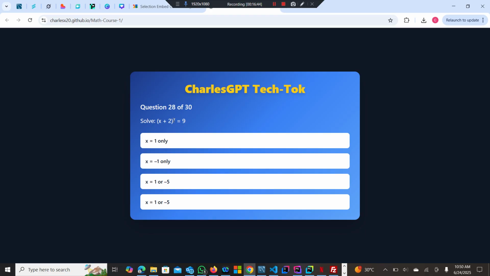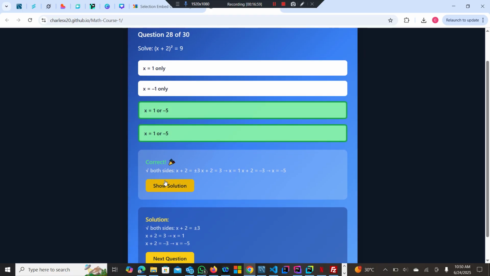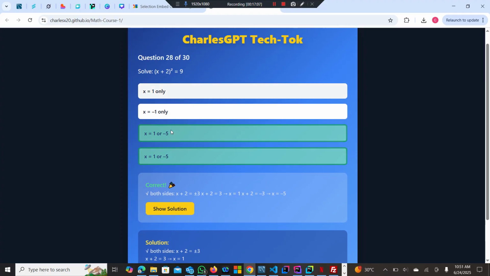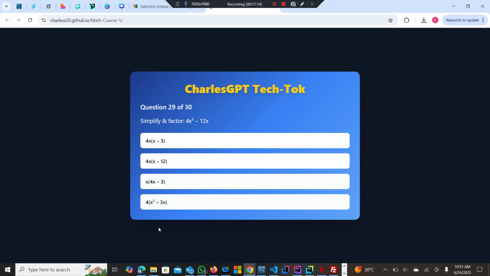x plus 2 raised to the power 2 equals 9. Solve for x. So x would be 1. No, I think 1 or minus 5. Okay, yeah, so these two answers are correct. I think I just made a very small issue on this, but it's cool though. So this is a little bit of solution that you get in the quiz when you do it.